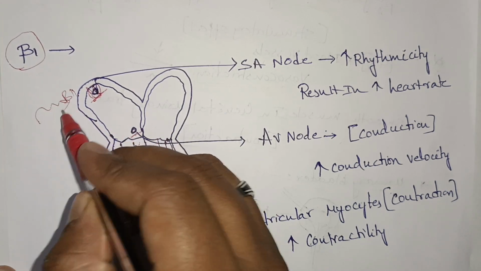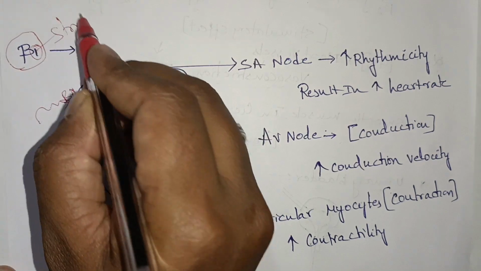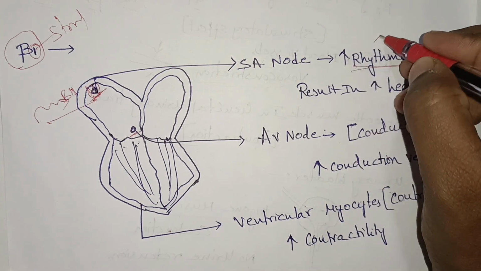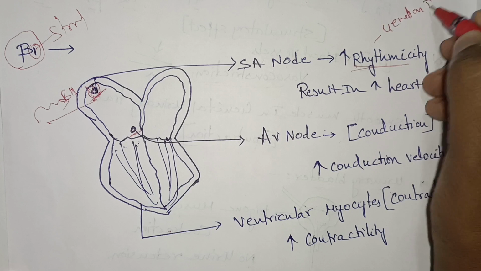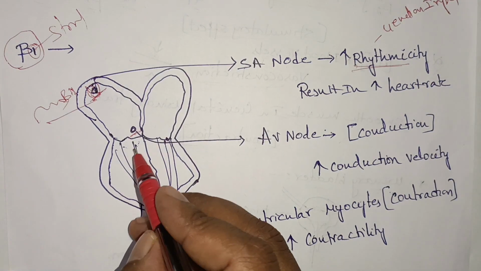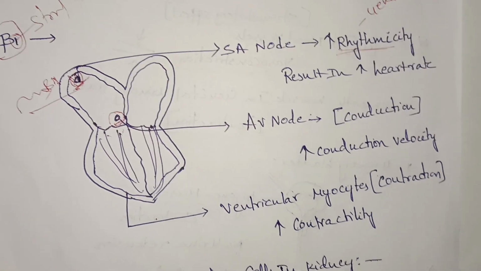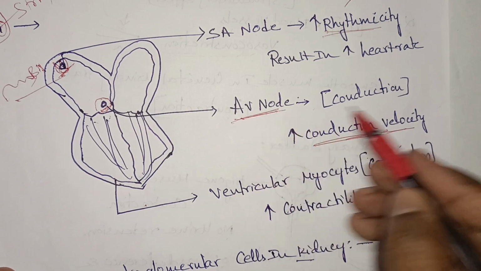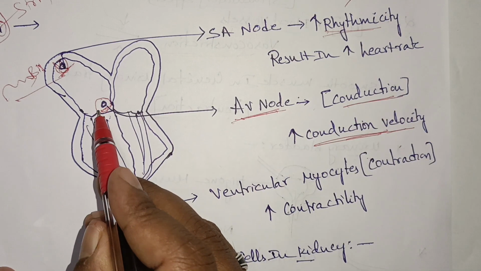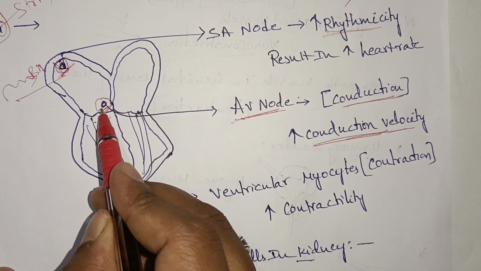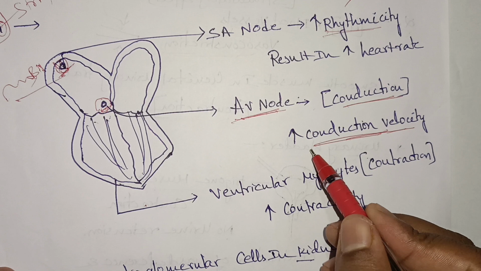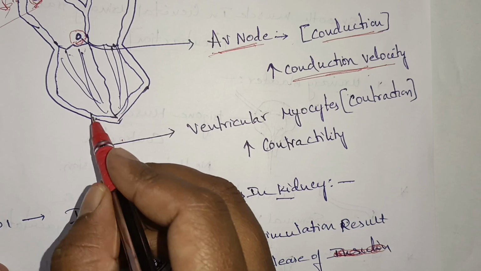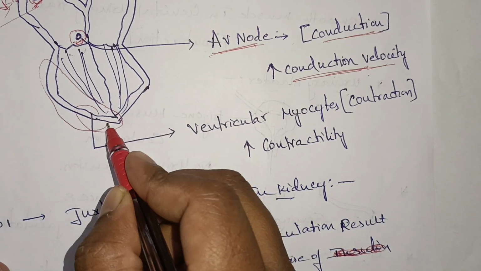If this beta 1 receptor is activated, we know 1 is stimulatory in nature, resulting in increased rhythmicity, meaning increased generation of impulses. Next, beta 1 receptors are also found in the AV node. This leads to increased conduction velocity, because the AV node is responsible for conduction. And it is also found in the ventricles, resulting in more contraction of the ventricle.